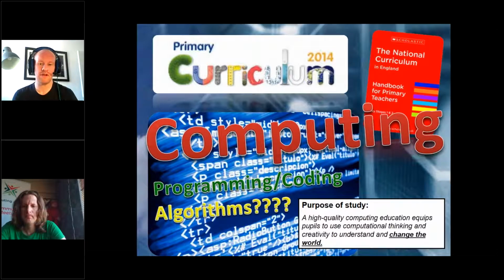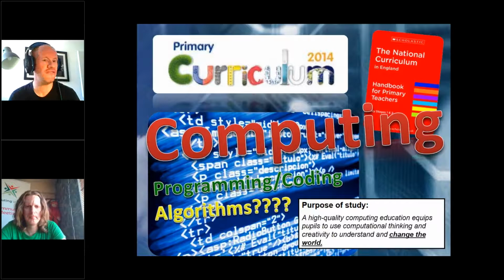And if we look at the very first sort of couple of lines of the purpose of study, it says a high quality computing education equips pupils to use computational thinking and creativity to understand and change the world. And it's those two words there, computational thinking, that in many ways we're going to concentrate on today.